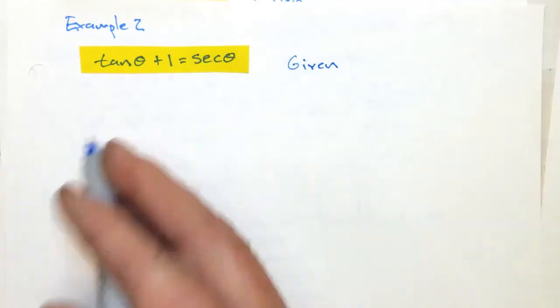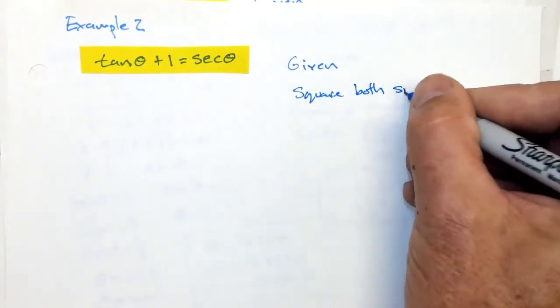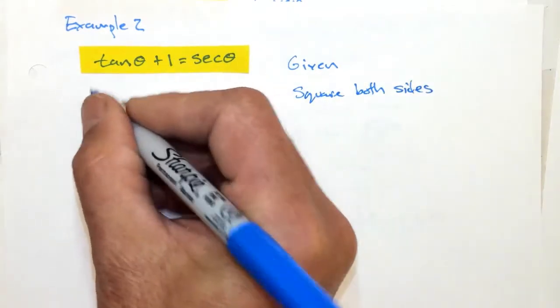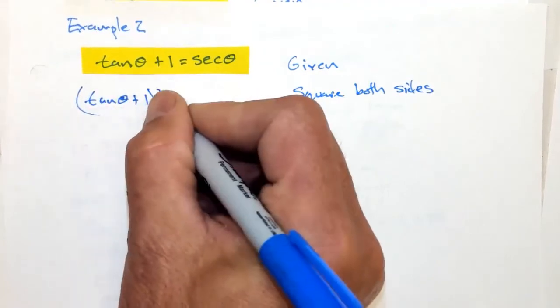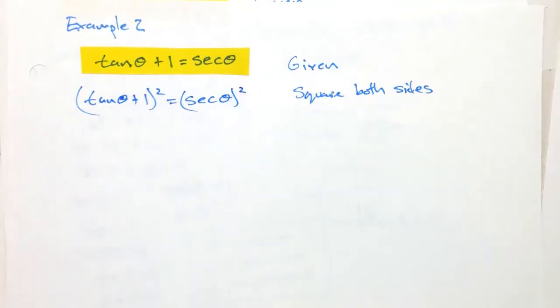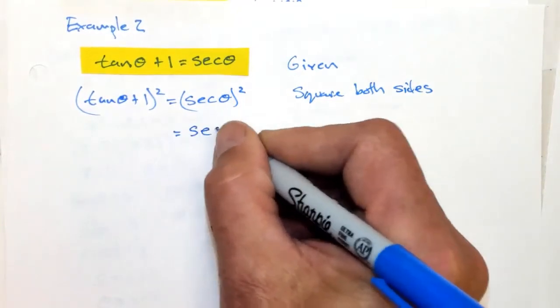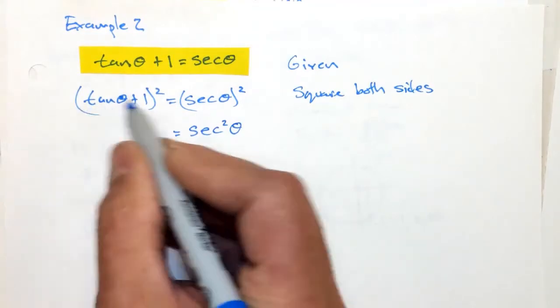This is given. Since I don't have tangent squared or secant squared, I'm just going to square both sides. So that gives me tangent theta plus 1 squared equals secant theta squared. The right-hand side is pretty easy. That's just secant squared theta in our other notation. On this side, I have to FOIL this.